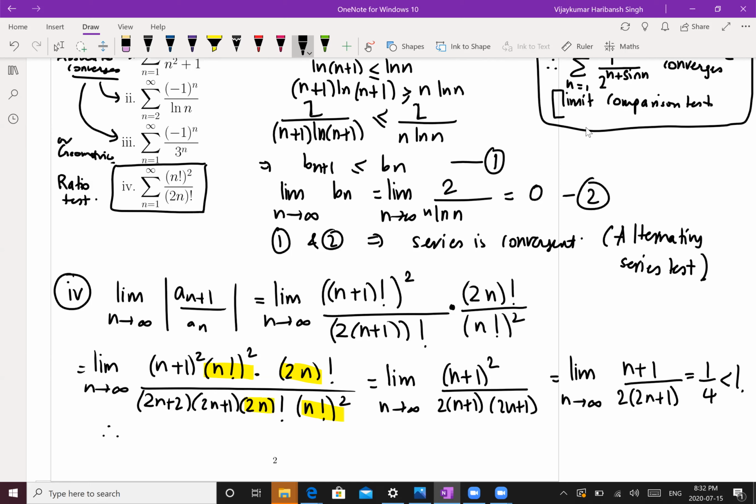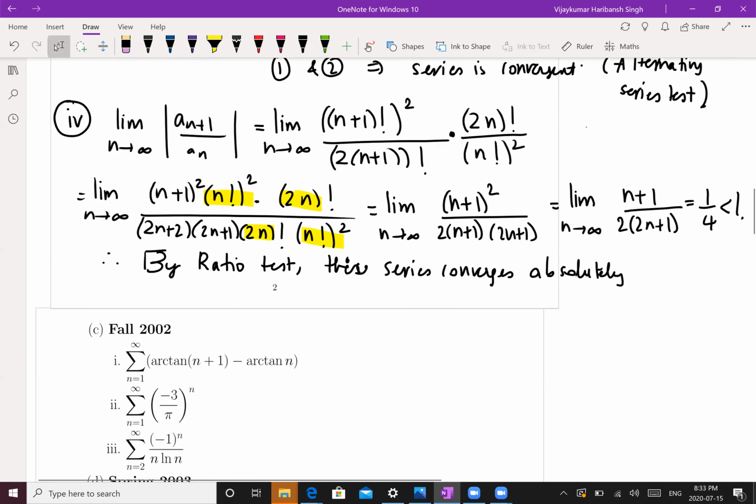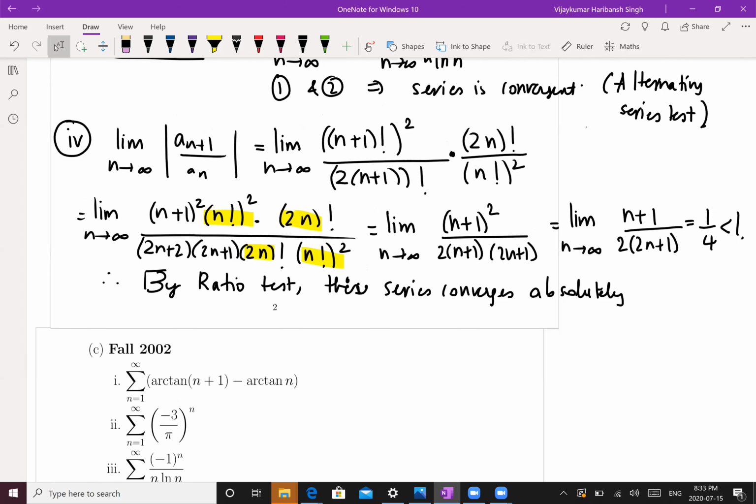Therefore, by the ratio test, this series converges absolutely. Now note, what is the problem asking you? The problem is asking you to test the convergence. So it converges absolutely, therefore it converges as well.